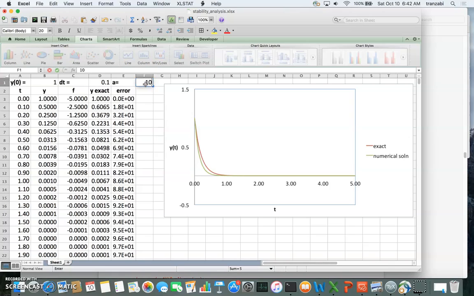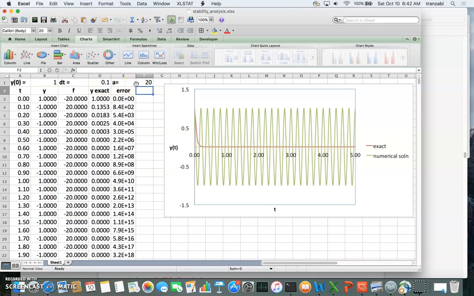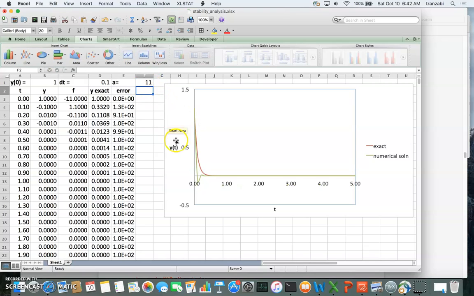I'm going to make it 10. And you see that a little dip shows up here. So right now a times h is 1. It's right at the border. If I go above 1, the solution should be unstable. So I'm going to make it 20. That means a times dt is 2. And make it actually 11. So the dip becomes deeper.